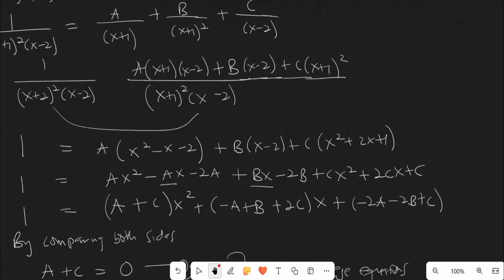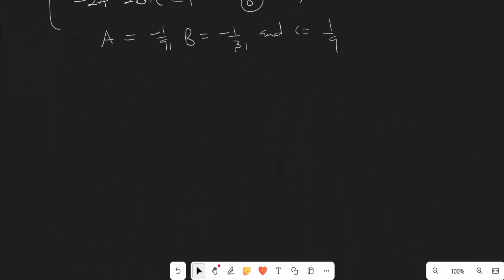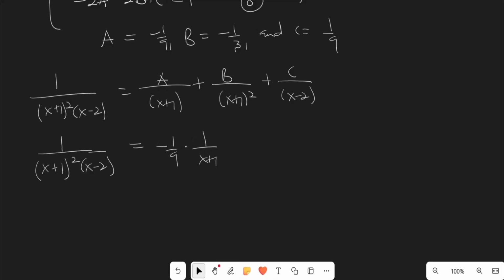Now we can plug them into our function. Our rational function, let me write it again, which is 1 all over (x plus 1) squared times (x minus 2), was written as A all over the first factor x plus 1, plus B all over the second factor (x plus 1) squared, plus C all over the third factor x minus 2. Now this can be written with A as negative 1 over 9 multiplied by 1 over x plus 1, plus B, which is negative 1 over 3, times 1 all over (x plus 1) squared, plus C, which is positive 1 over 9, times 1 over x minus 2.